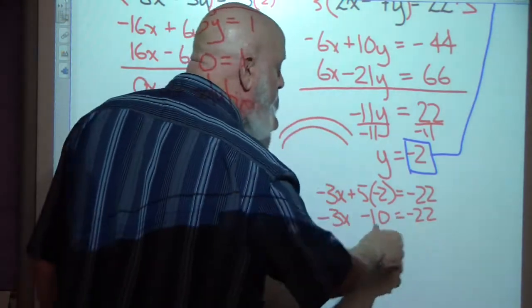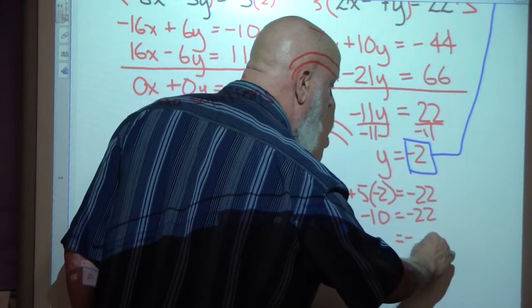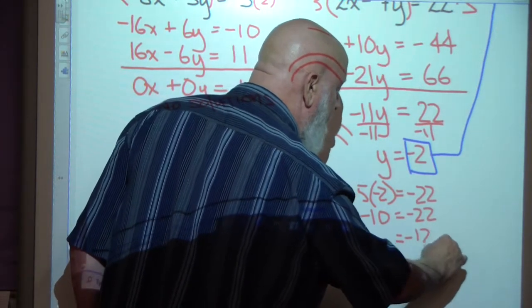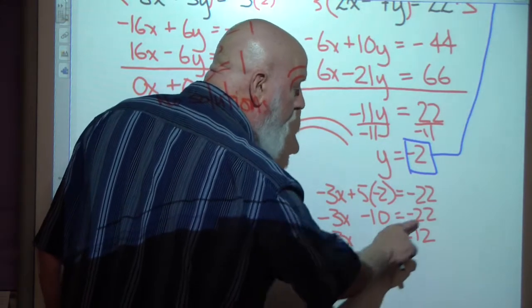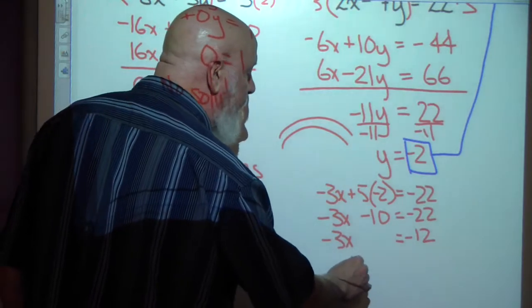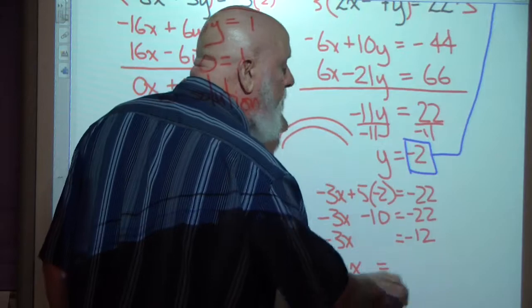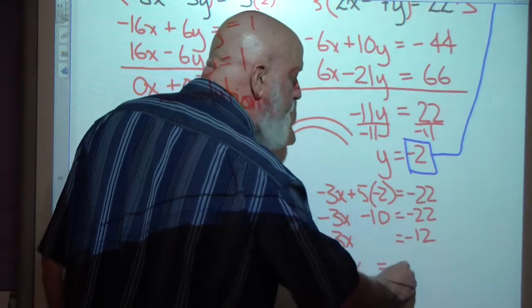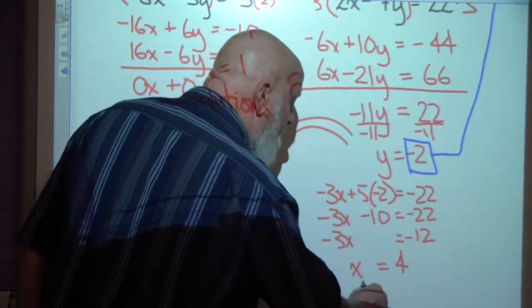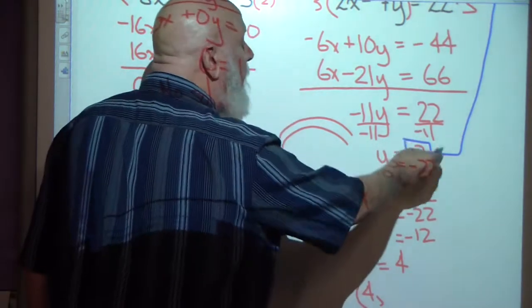I'm going to add 10 to both sides. Negative 3x is equal to negative 12. I just added 10 here and turned to 0. I added 10 here and got negative 12. Now I'm going to divide both sides by negative 3. That'll give me x is equal to, dividing this by negative 3, negative 12 divided by negative 3 is positive 4. And so my solution in alphabetical order, 4, negative 2.